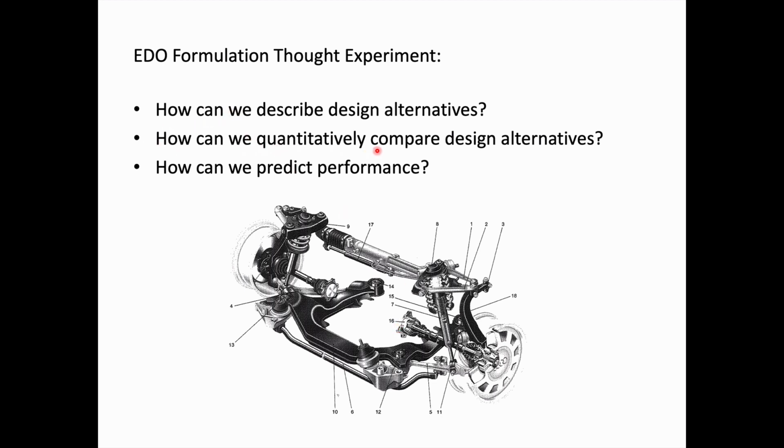Next, how do we quantitatively compare design alternatives? Say we have 3 or 4 different suspension designs based on the design representation that we have defined, we need some way of ranking them. We need a way of saying whether one is better than another. And this is where things get a little bit tricky.